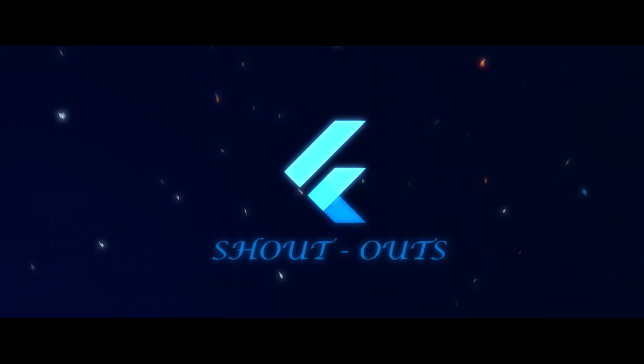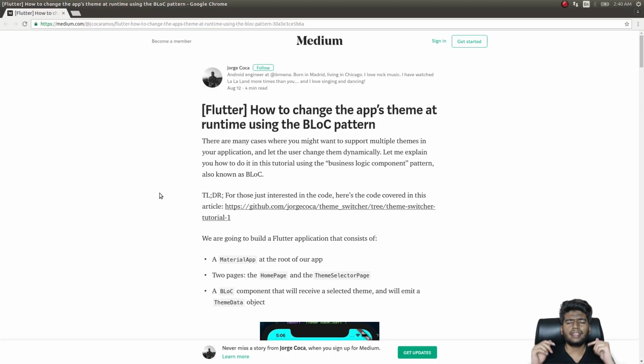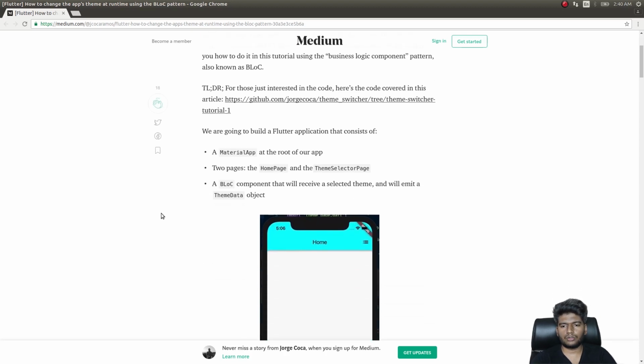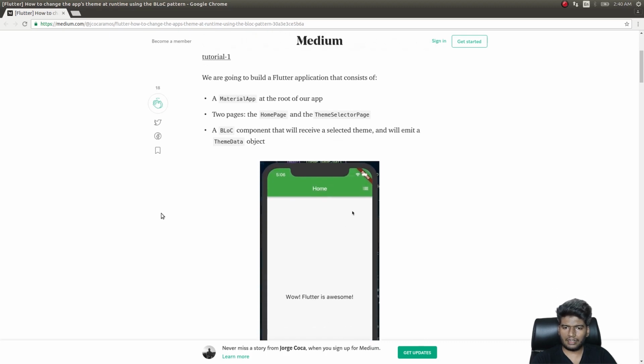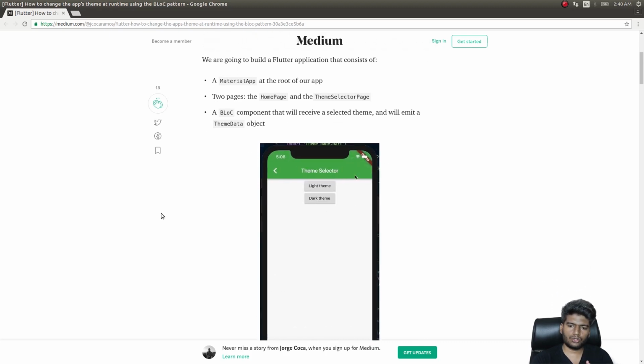In this episode, I wanted to give a shout out to this particular article. This is something I saw yesterday, guys. And since we were talking about BLoC patterns, I thought this would be an appropriate article to show you guys. This is a well written article in which the author shows us how to change the theme of the application dynamically. Right?